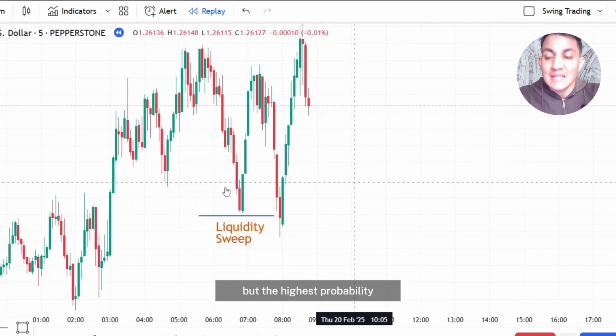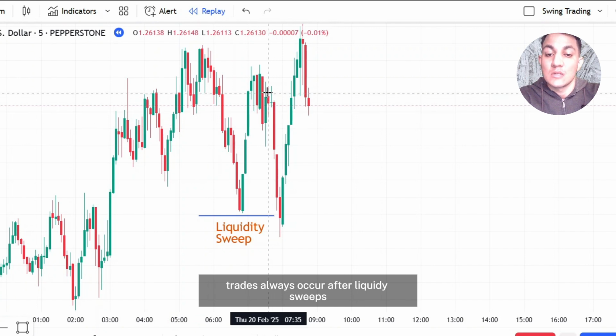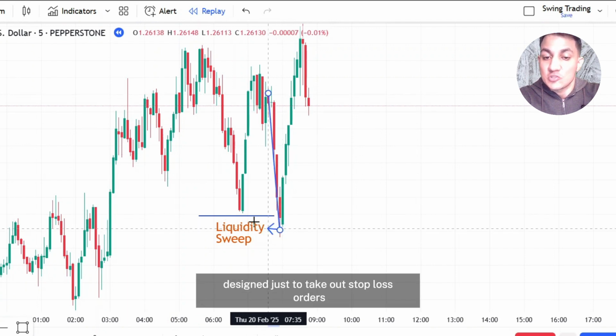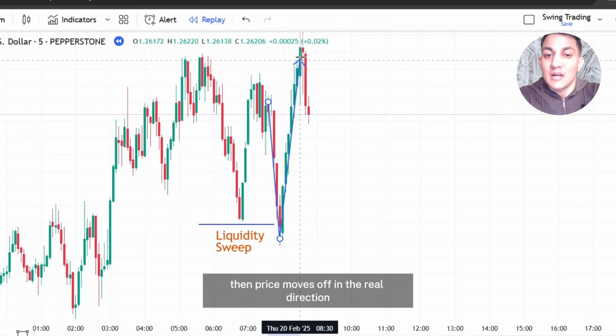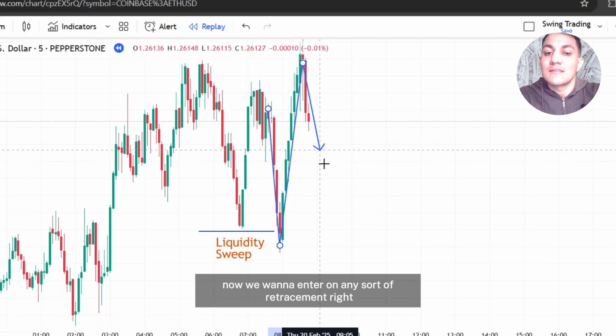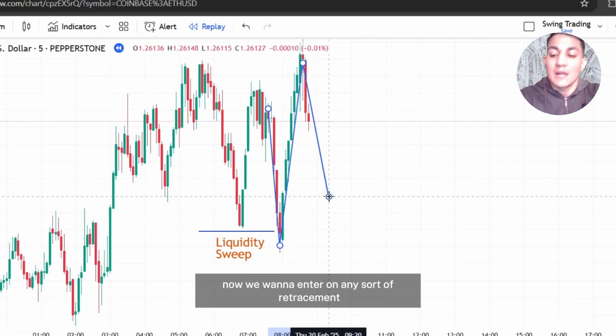But the highest probability trades always occur after liquidity sweeps. So we've got our fake move here, designed just to take out stop loss orders. Then price moves off in the real direction. Now we want to enter on any sort of retracement, right?